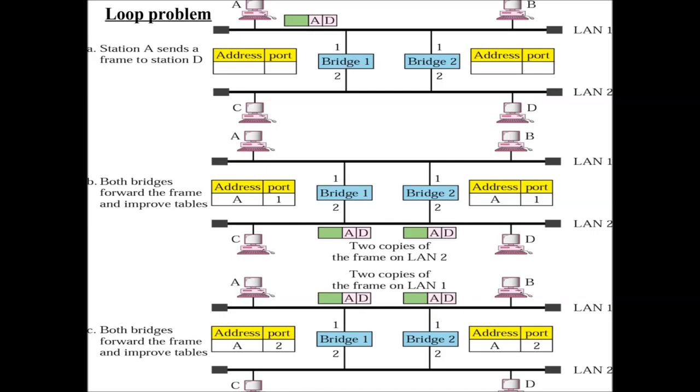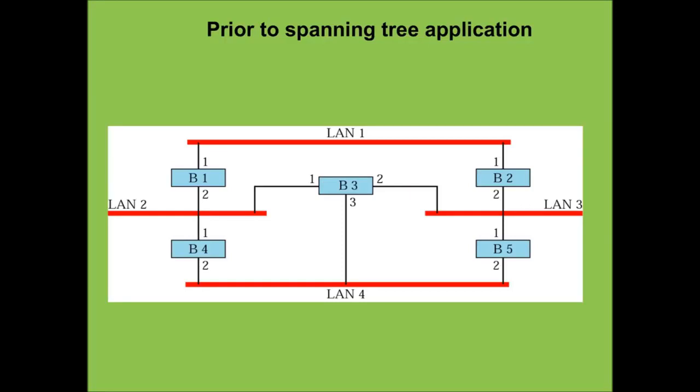So in the last scenario, which is scenario C, both bridges forward the frame and update their tables. So over here you can see bridge 1 updated its table with A's physical address and port number 2, and the same data is being transmitted by bridge 2, again using A's physical address and port 2. So this is the loop problem. So one path must be disabled to avoid this looping condition.